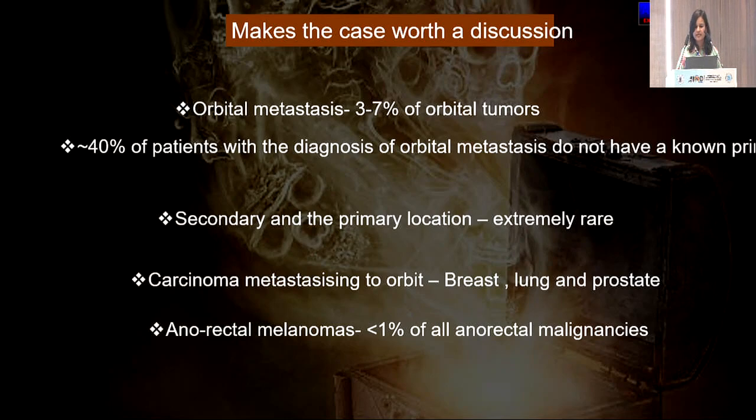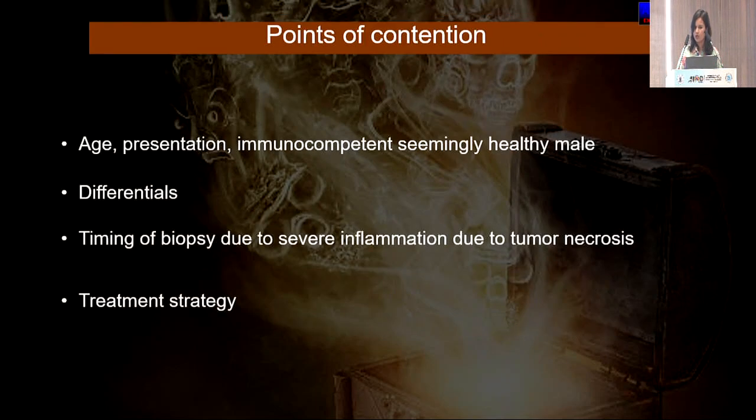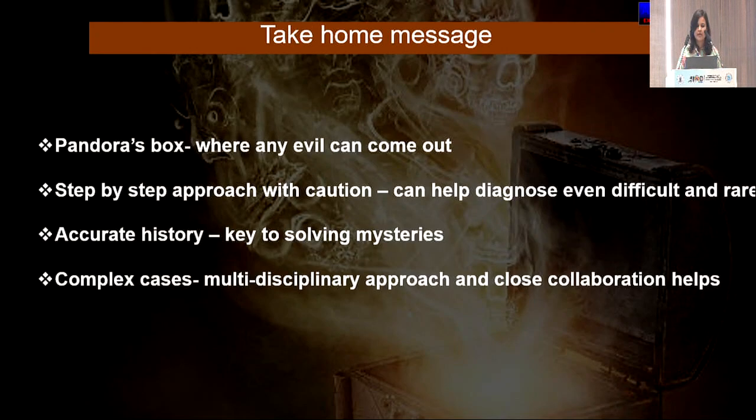So what makes this case worth a discussion? Well, the rarity of it. Orbital METs themselves are not so common. The primary and the secondary location of this case was extremely rare, and anorectal melanomas themselves are less than 1% of all anorectal malignancies. The points of contention throughout the treatment and the journey of this case were the age, the seemingly healthy male that we were dealing with, the differentials that we had to keep in mind, and the timing of the biopsy was also a challenge because of so much inflammation, and the treatment strategy that we employed to help him.